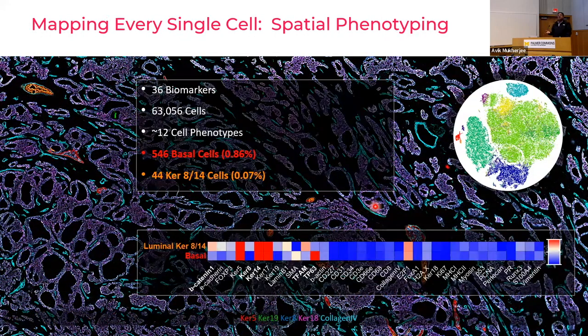So there were 36 biomarkers in this panel. There are 63,000 cells in this image, out of which 446 basal cells were found, and from which 44 keratin 8 and 14 positive cells were detected. When you are doing a big genomic study, that can be just noise. But here you can see exactly where the cells are located.